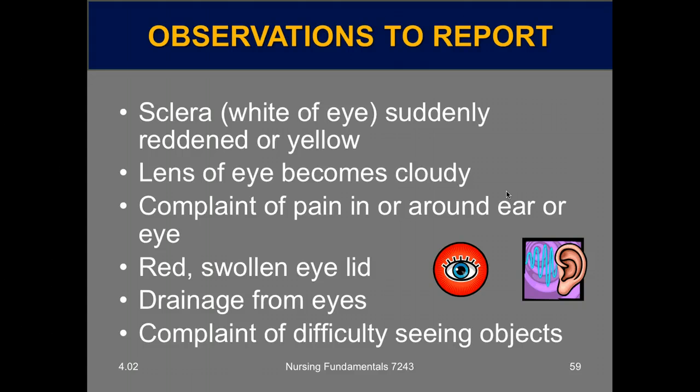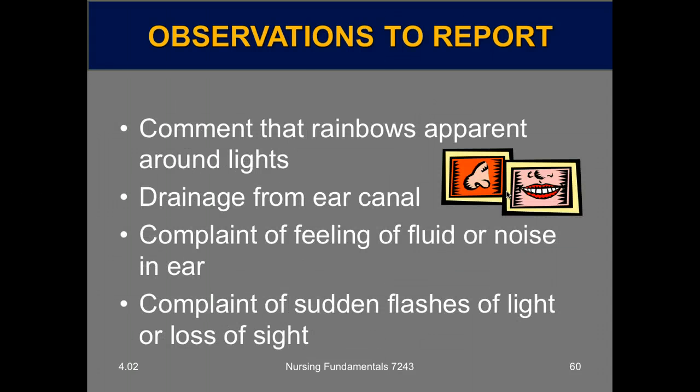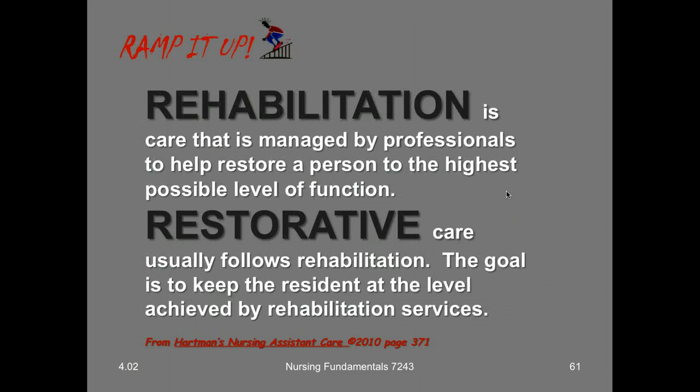Things to report: the sclera suddenly reddened or yellow, the lenses of the eye becoming cloudy, complaints of pain in or around the ear or the eye, red, swollen eyelid, drainage from the eyes, complaints of difficulty seeing objects, comments that rainbows are apparent around lights, drainage from the ear canal, complaints of feeling of fluid or noise in the ear, complaints of sudden flashes of light or loss of sight.